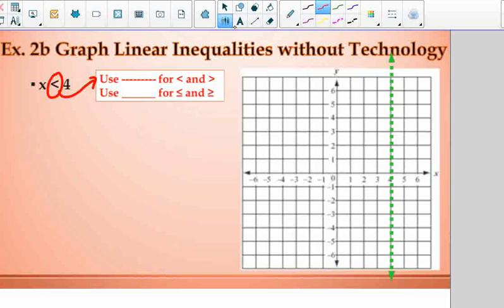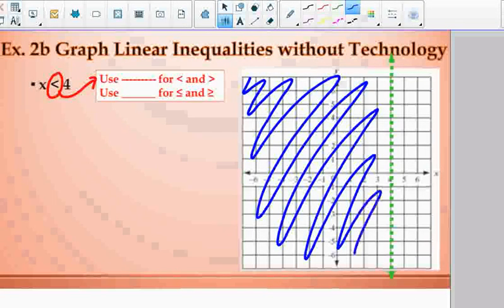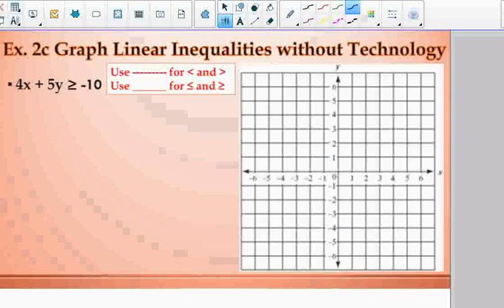Now all I have to do is treat the x-axis as a number line. So if I'm at 4, everything less than 4 is a solution. Everything less than 4 is to the left. So I'm going to shade everything to the left of my graph. All of those points are a solution. Let's take a look at one more type of example.